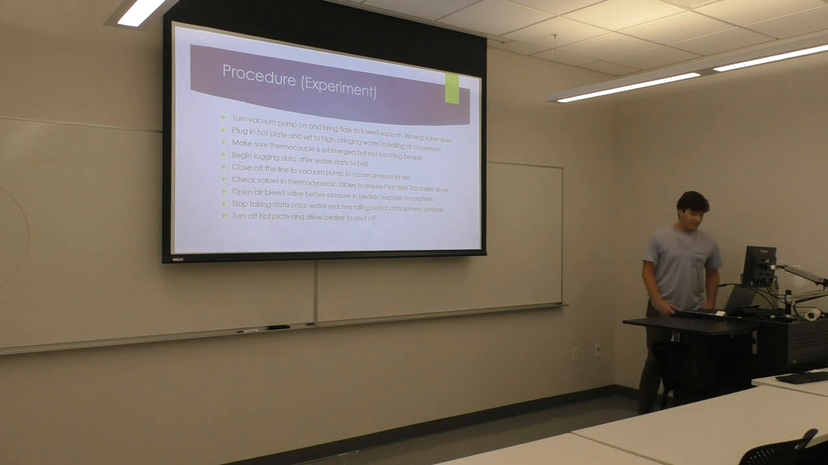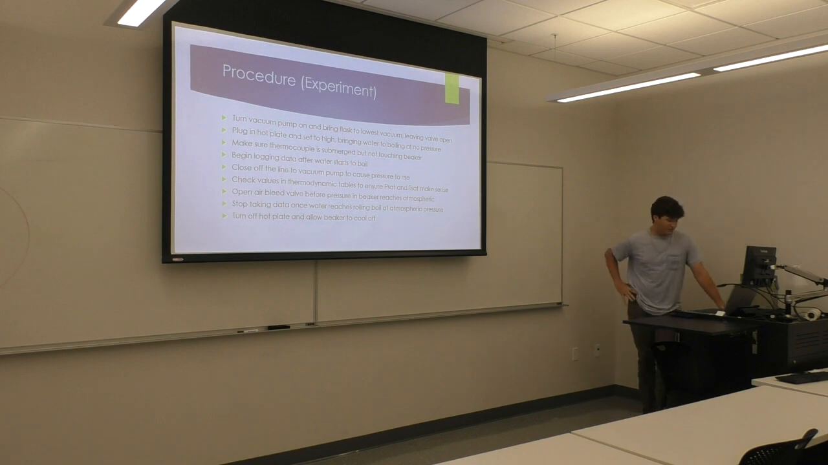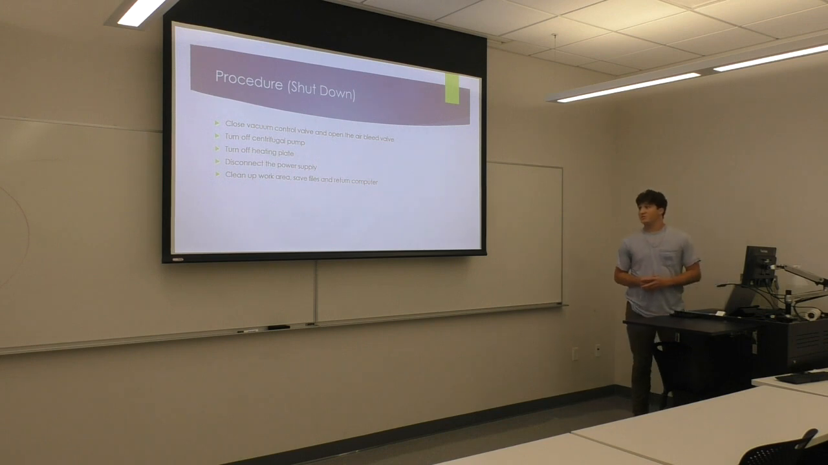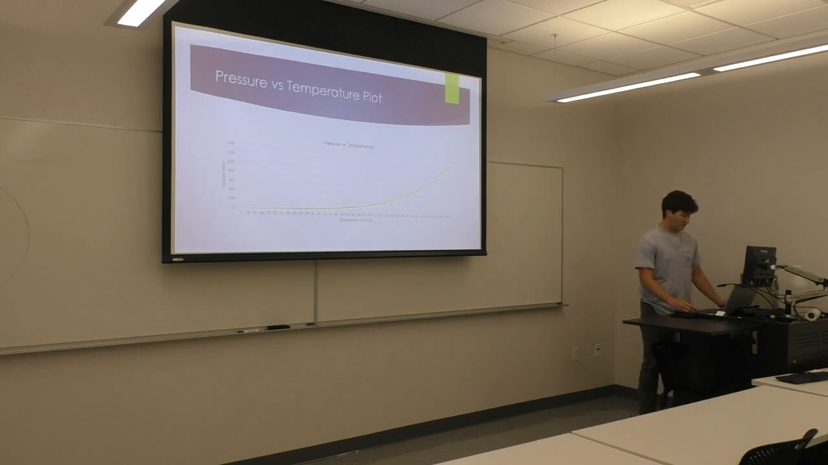You're going to check your Psat and your Tsat values to make sure that they're in line and you're not just varying off from what numbers we're supposed to be getting. You're going to open the air bleed valve before the pressure in the beaker reaches atmospheric. Once that's done, you can stop recording data and turn the hot plate off and allow the beaker to cool off. Shutdown procedure, you're going to close the vacuum control valve, open the air bleed valve, turn off the centrifugal pump and the hot plate, disconnect the power supply, and clean up your work area so that it's ready for the next group to come in and do the experiment.